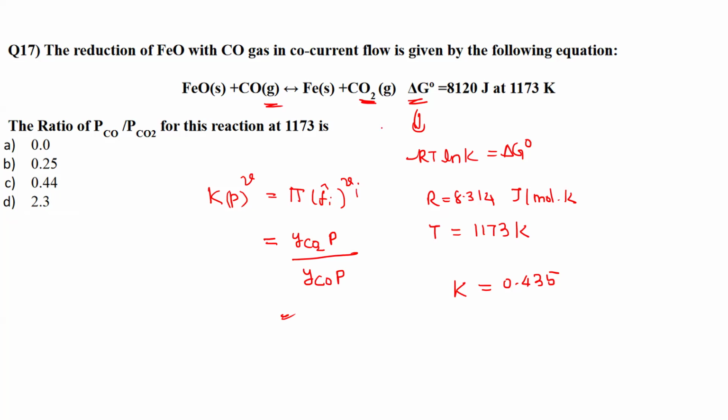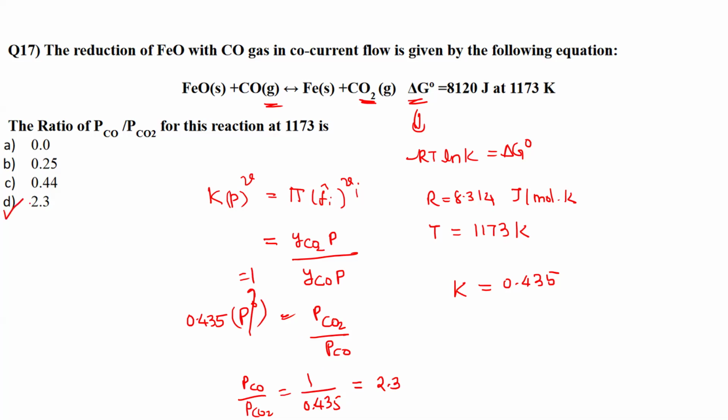This is power 1, power minus 1 is there. That's why this can be written as PCO2 by PCO equal to K 0.435 into P to the power nu, which is completely equal to 0 here. So it equals 1. Therefore, I have PCO by PCO2 is 1 by 0.435, which is equal to 2.8. Okay.